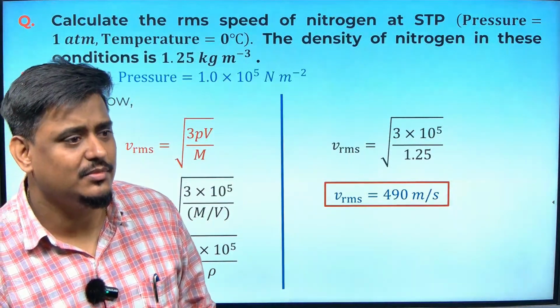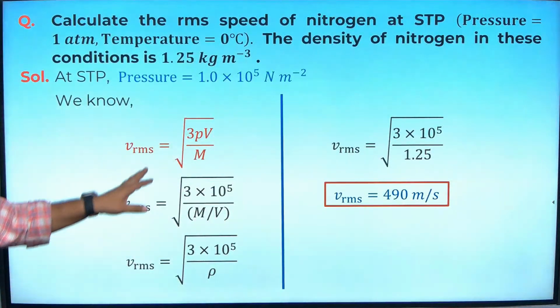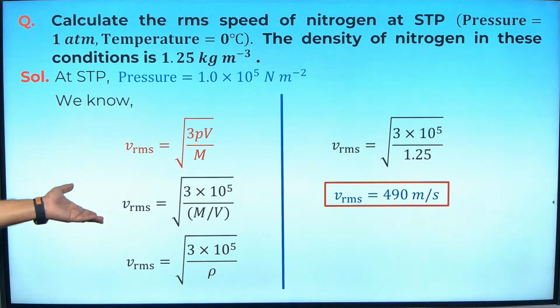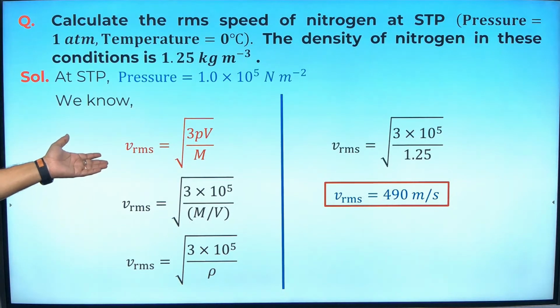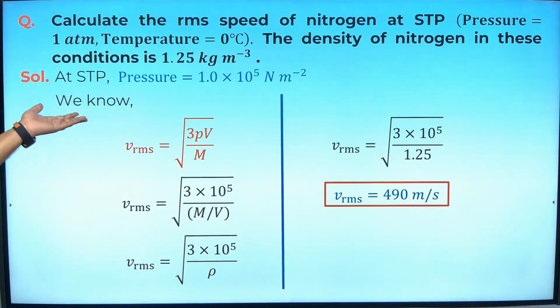How has the answer come? Instead of RT, they have used PV and the same answer has come. Same answer means P is known to you, V and m can become density, and density is known to you. If I put density as 1.25, you'll get the answer. Okay? Is it clear? Very basic thing, nothing big I'm doing.